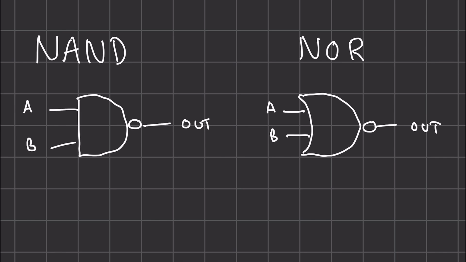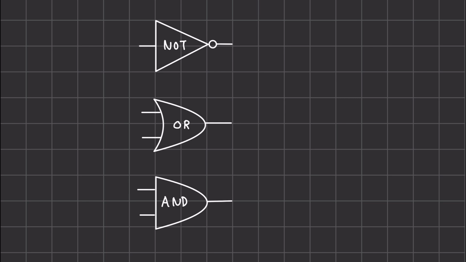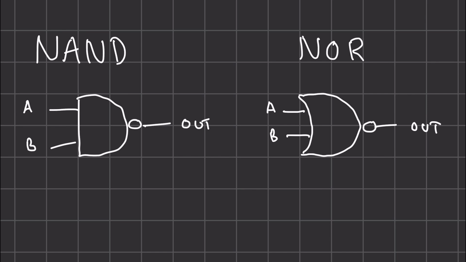If you don't know what gates are yet, or need a refresher on the three fundamental gates, AND, OR, and NOT, I suggest you check out my first video covering these beforehand. There I also introduced truth tables, which I will use in this video.